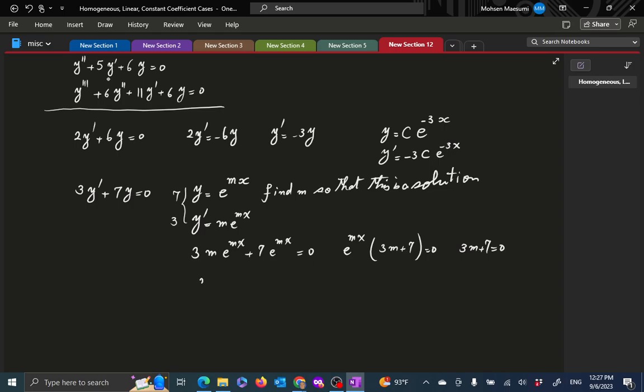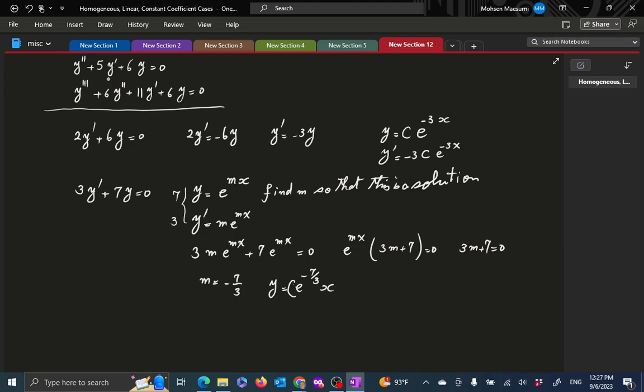From that, I get that m has to be minus 7/3, and therefore the solution that we were looking for is the exponential of minus 7/3 x. I just replace m by what I found, and I say the solution is this function, or this function times any constant would do as well. That's a general family of solutions.